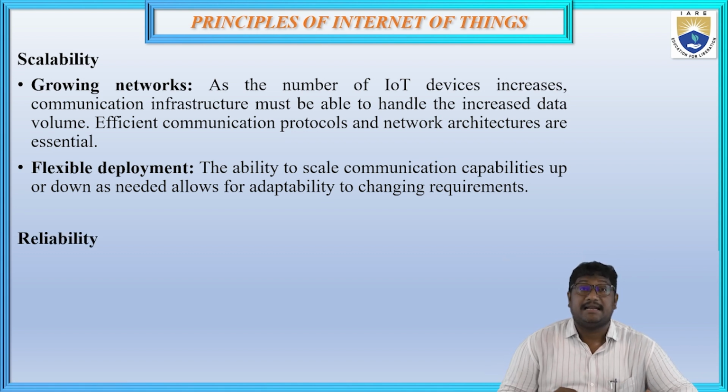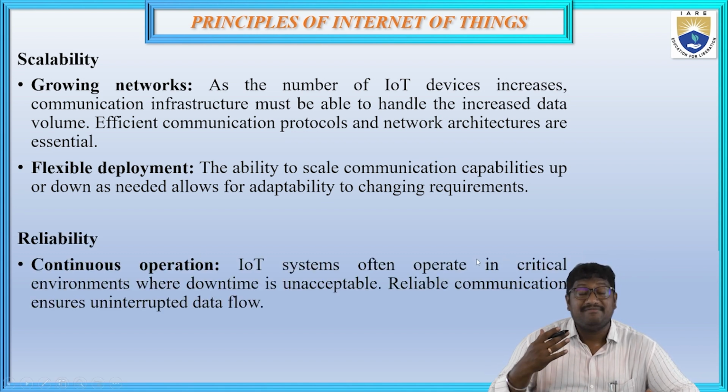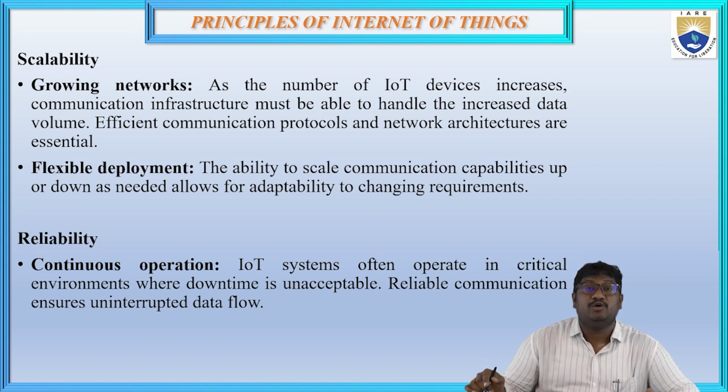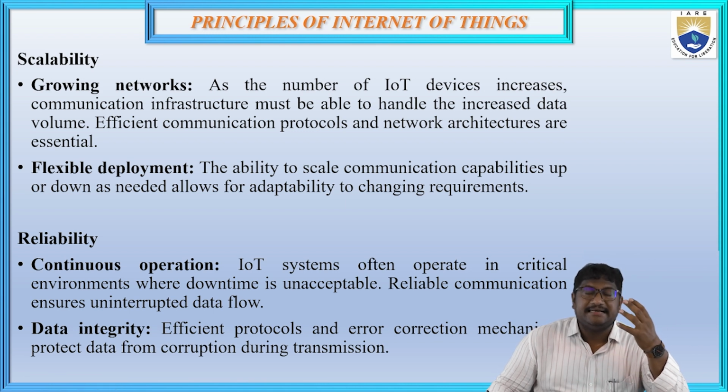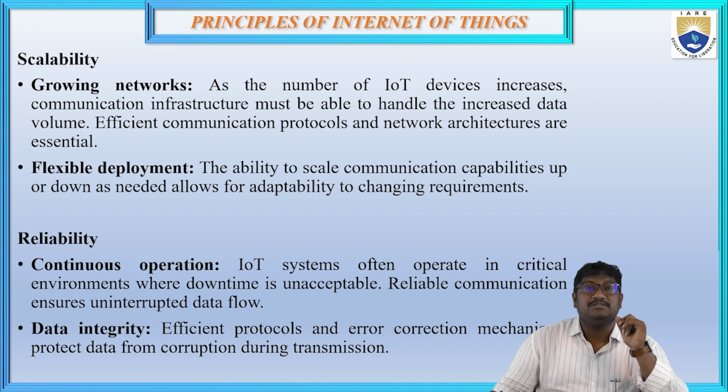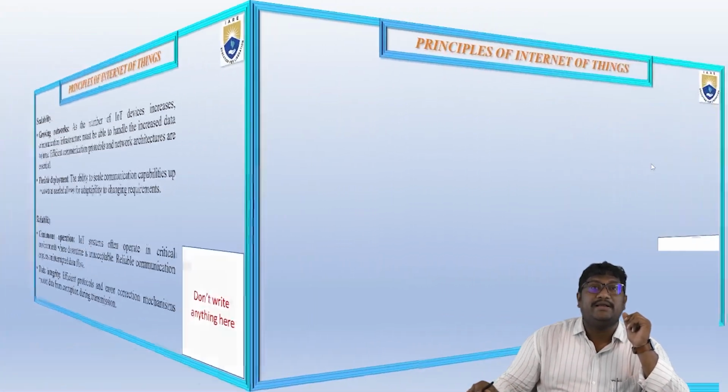Coming to the next factor, reliability, which means continuous operation in very critical environments, where even downtime is not acceptable. Reliable communication ensures an uninterrupted data flow. Data integrity also plays a major role. Why? Because we use efficient protocols and error-handling techniques to protect the data from corruption during the transmission process. This is how the reliability is increased.